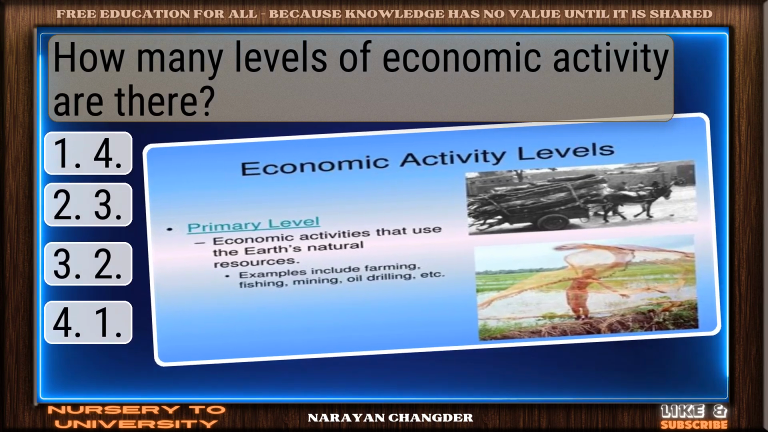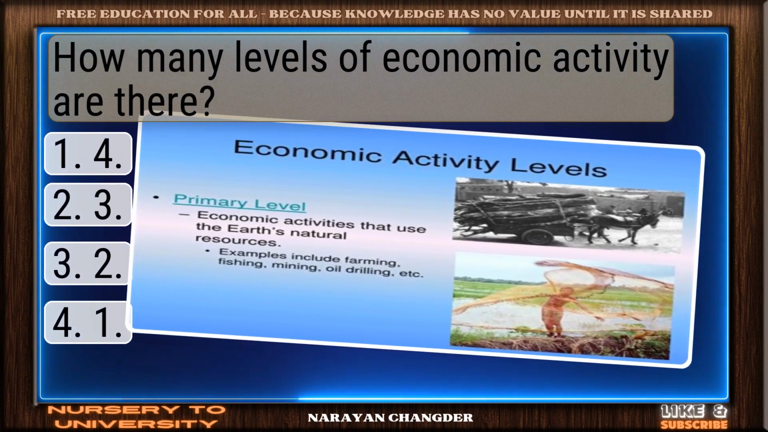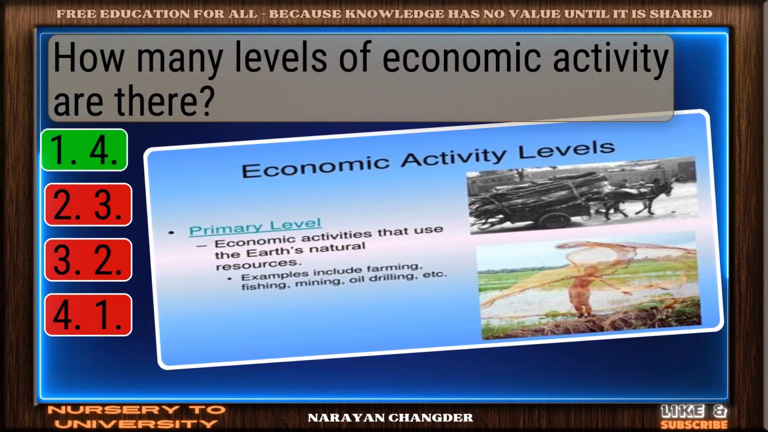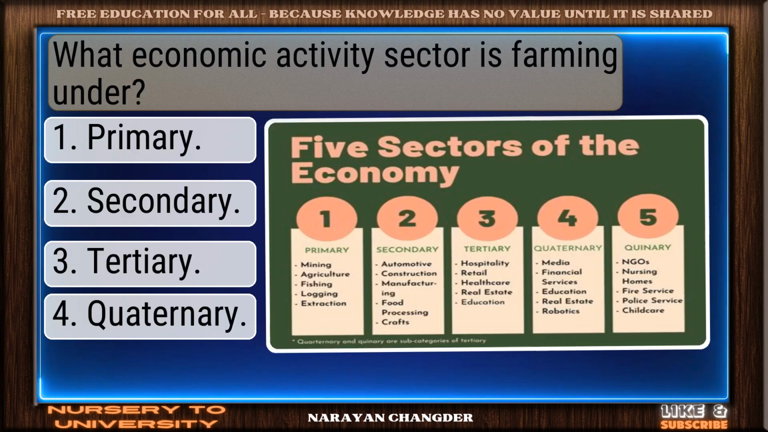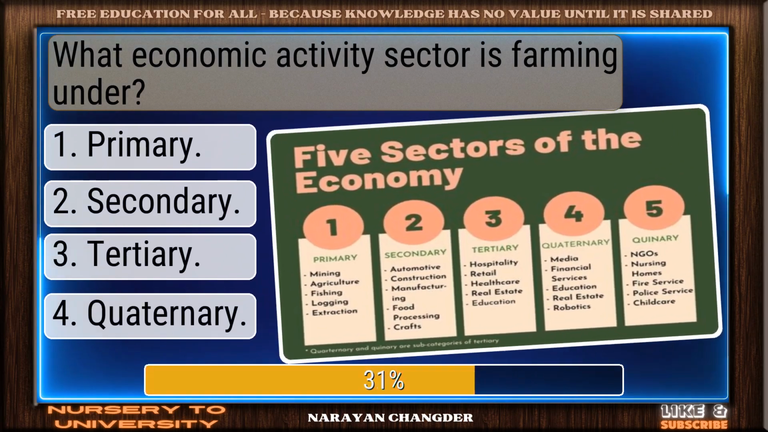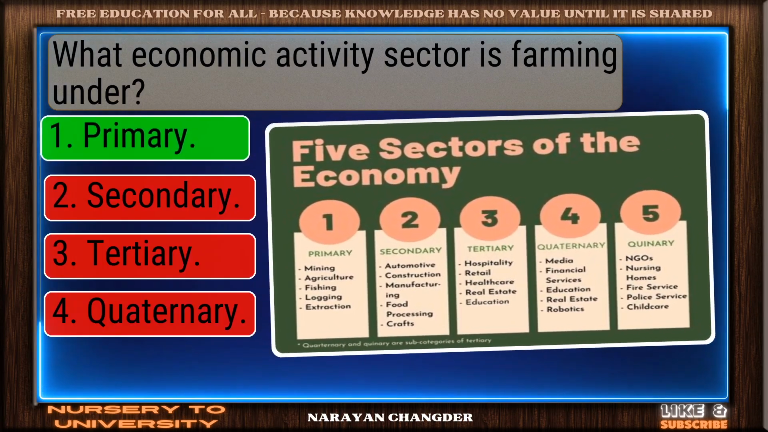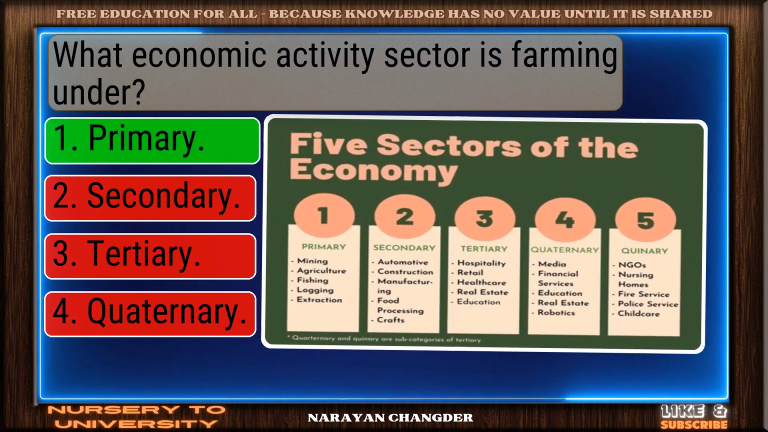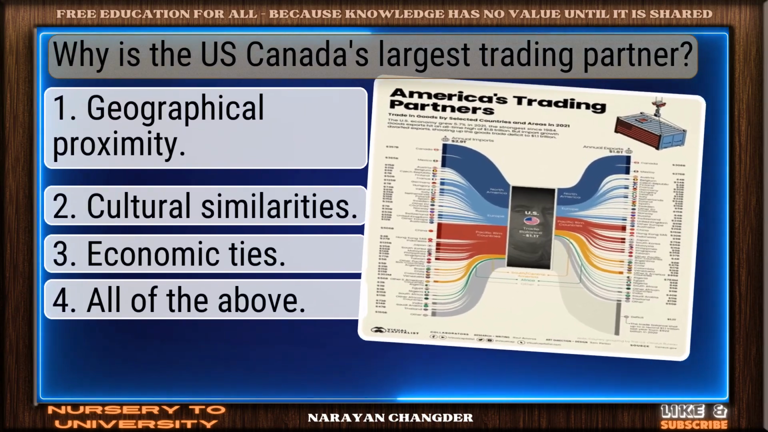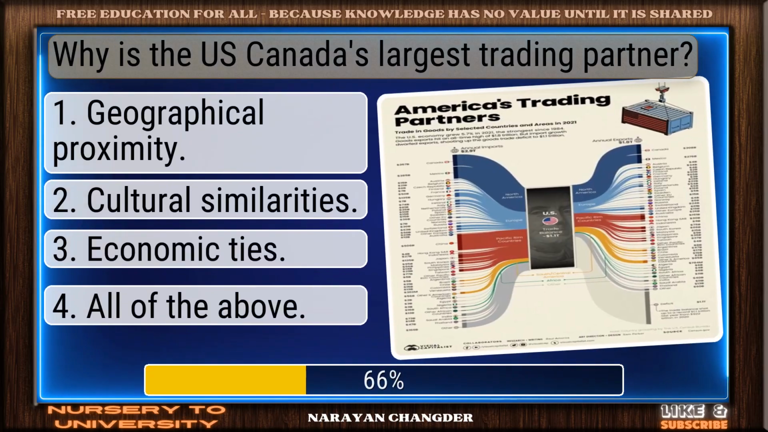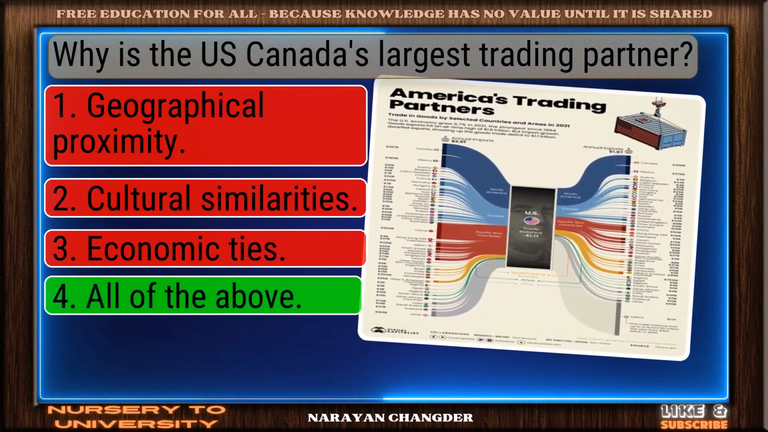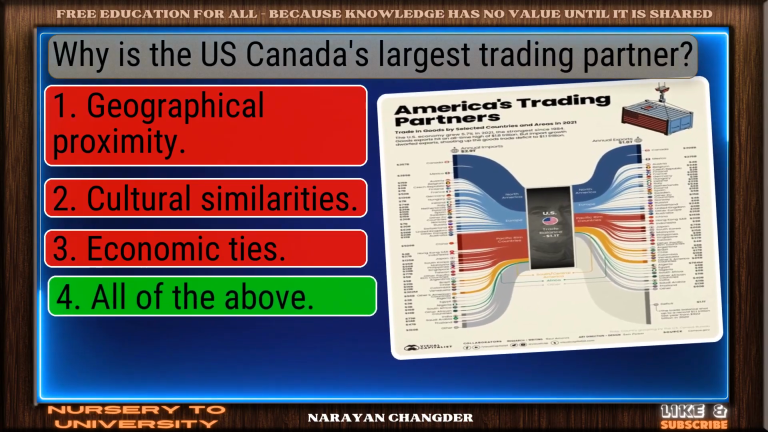How many levels of economic activity are there? Correct. 4 is the right answer. What economic activity sector is farming under? You got it. Your choice primary is right. Why is the US Canada's largest trading partner? Smart move. All of the above is an accurate answer.